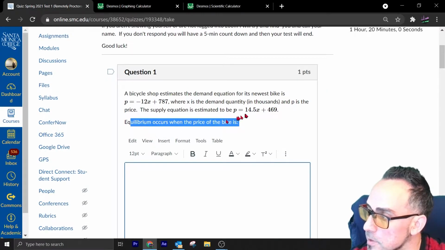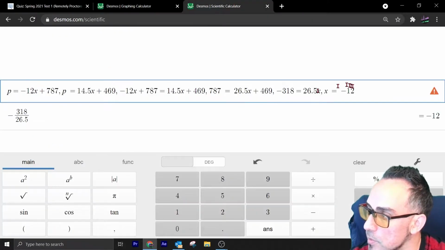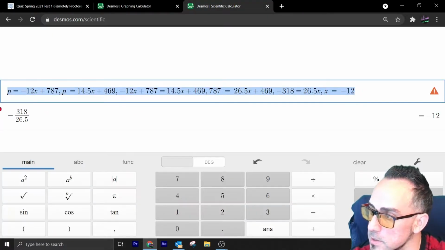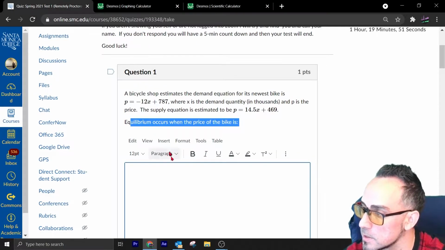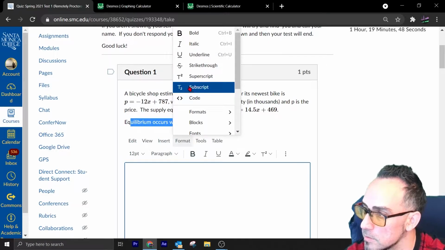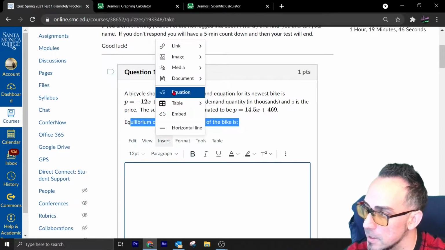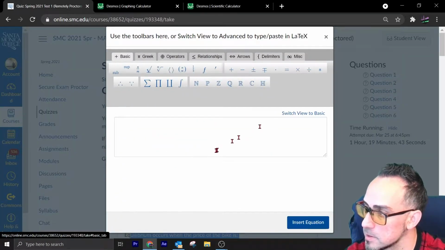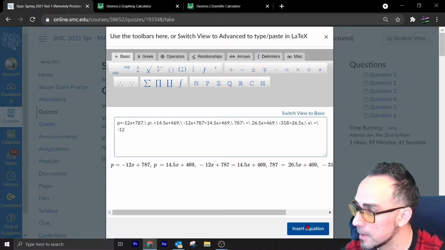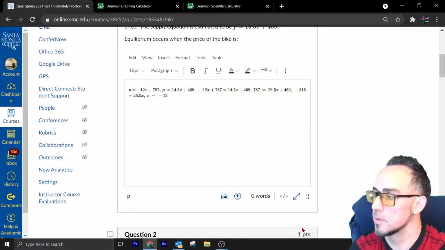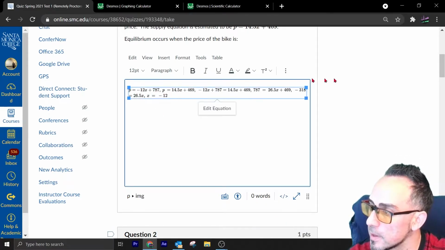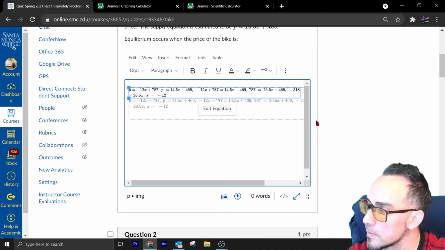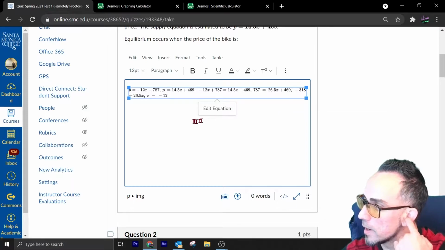Well, good. This asks for price though. Make sure you show your work on the test. How could you show your work? You could copy this, come to the test, press insert, equation, go to the advanced, press Control V and press insert equation, and it puts it in there. Look at that, x equals 12. How nice is that? I can't make the font bigger because it won't get wider.